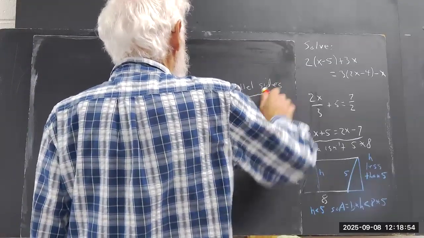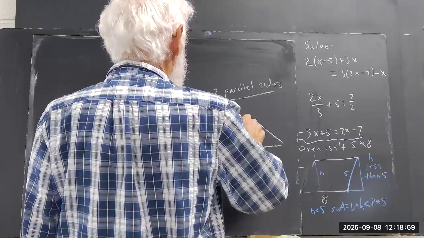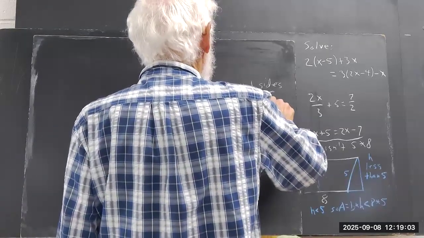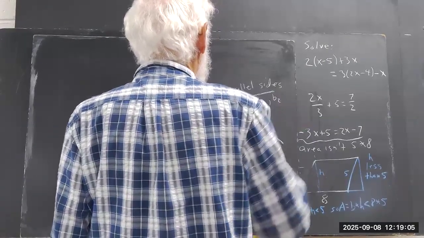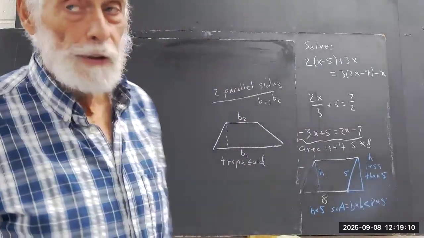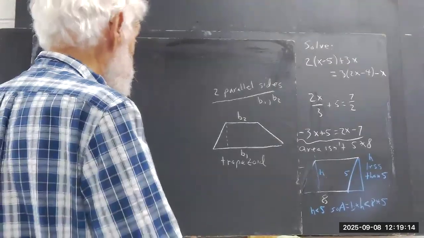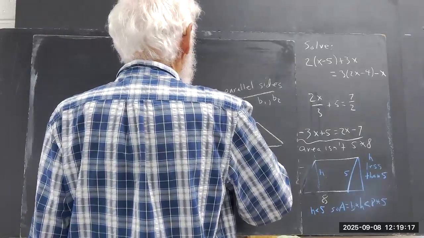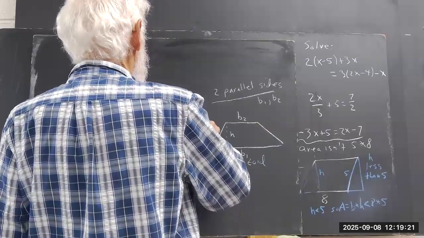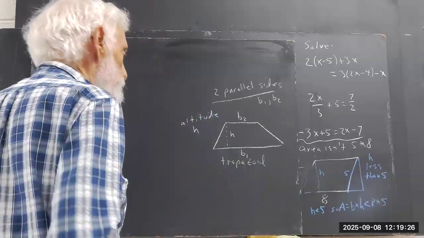Parallel sides. I'm going to call this side B1 because it kind of looks like a base, and call this side B2. And you got an altitude that goes between parallel sides. That's what altitudes do. Altitude is between two parallel sides. So you got altitude H.